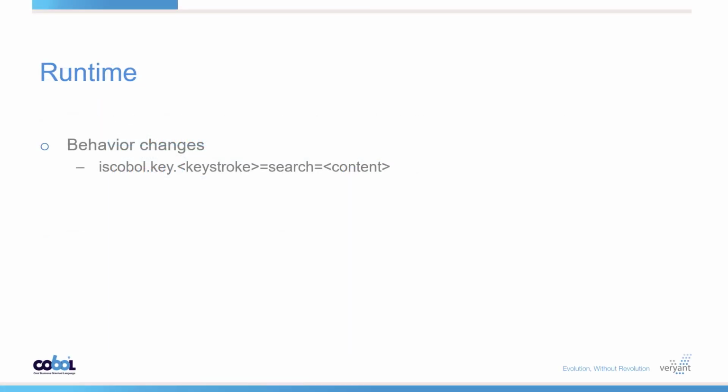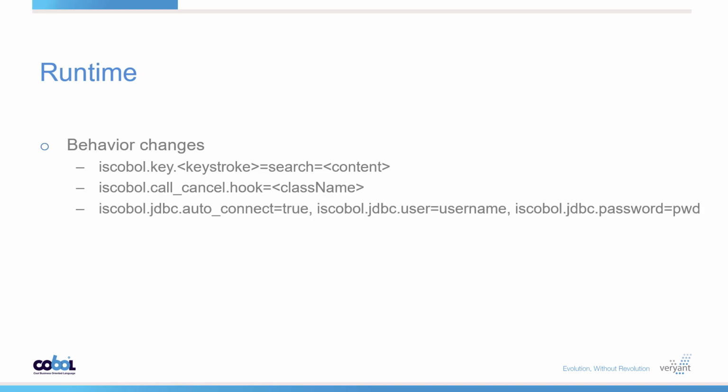You can change the key combination for searching in a screen, formerly always Control F. Now you can specify a different key combination for different types of controls, or block the shortcut key combo for control altogether. You can now hook a program to call and cancel statements and redirect the runtime to a Java or a COBOL class ID program when those statements are executed.